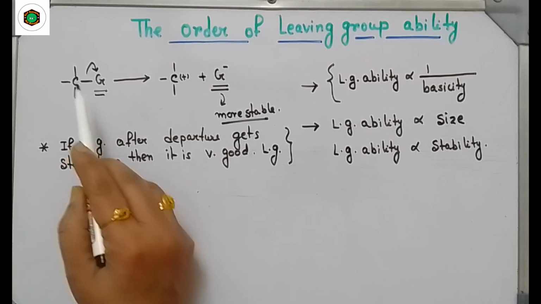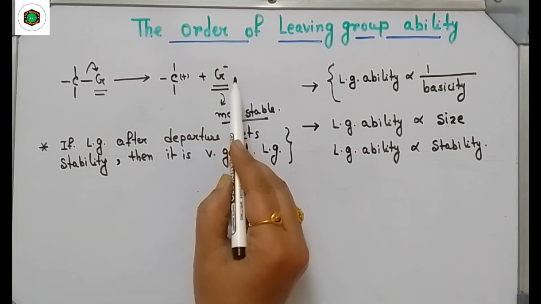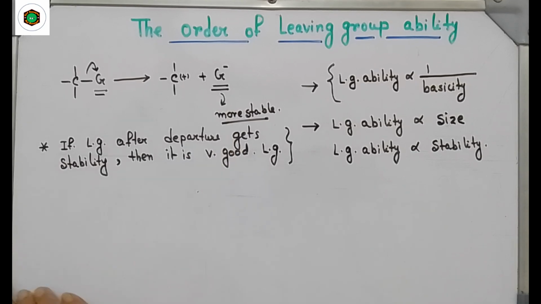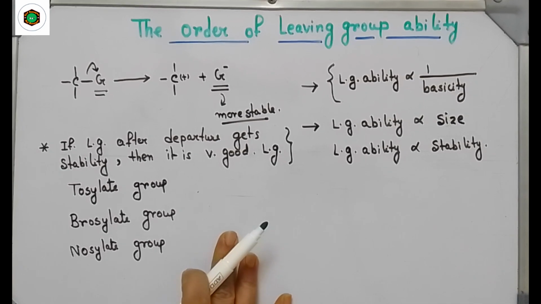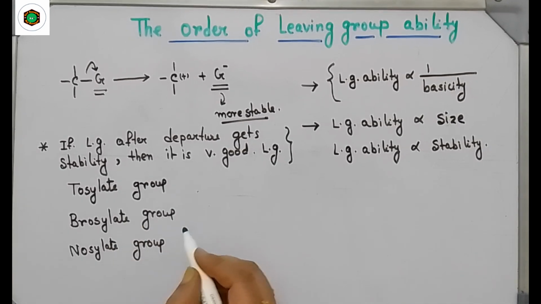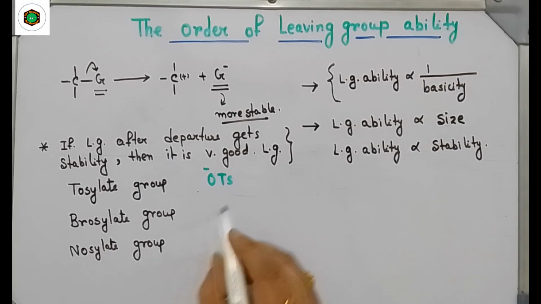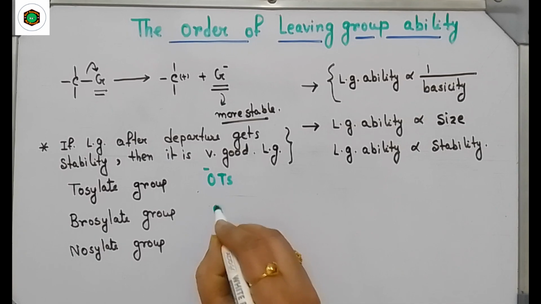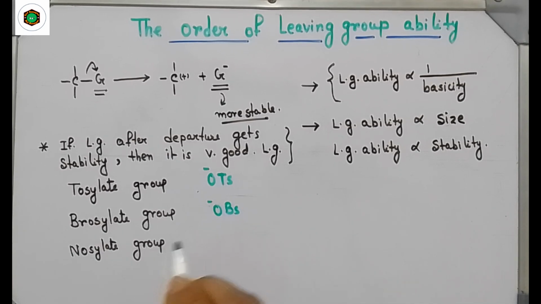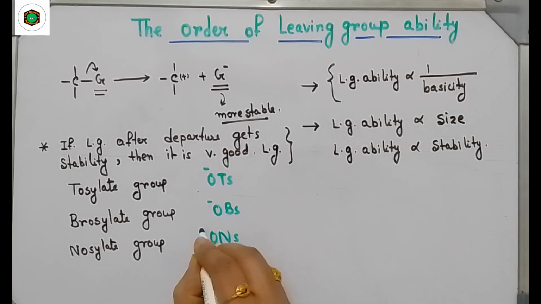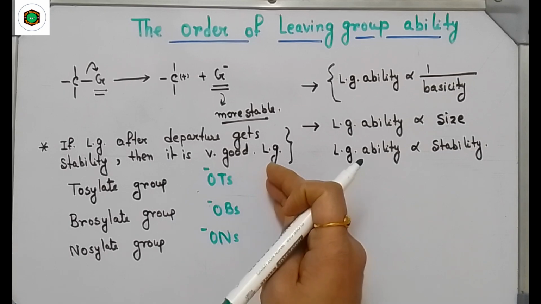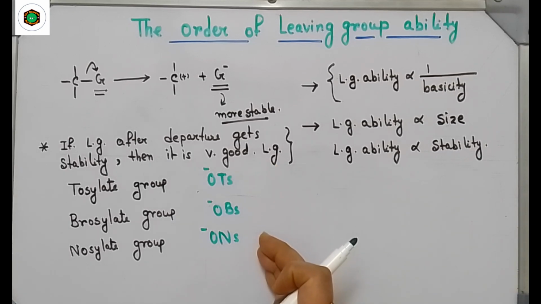Now see here, after departure, if the leaving group becomes more stable, then it is a very good leaving group. Examples of very good leaving groups are tosylate, brosylate and nosylate. Tosylate is OTs minus, brosylate is OBs minus, and nosylate is ONs minus. Now, what is the order of leaving group ability of these three groups? We will see this one.